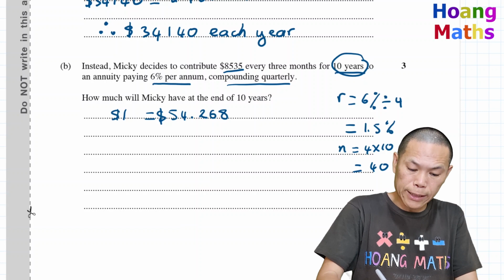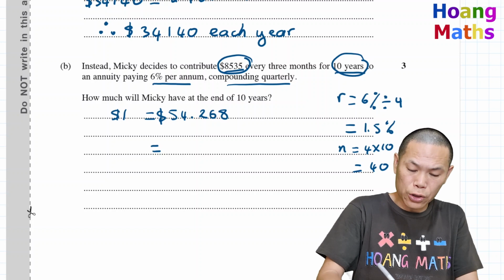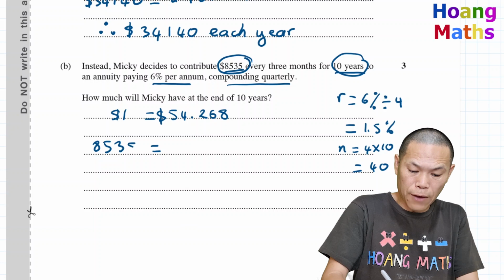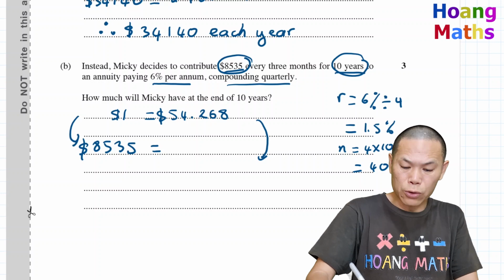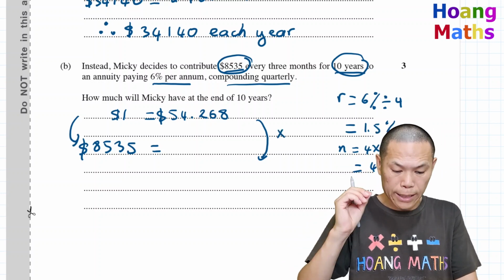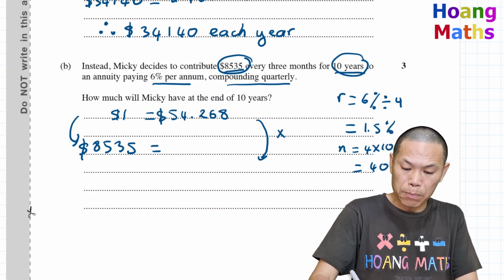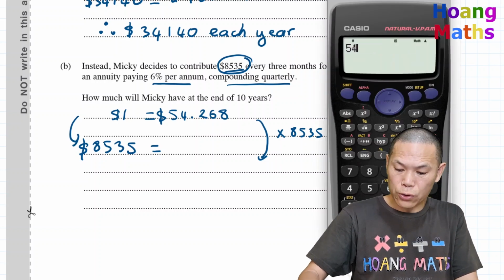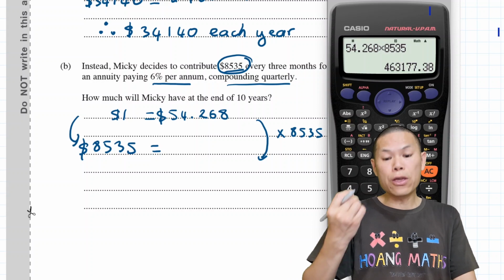To work out for 10 years, we know that his contribution is this much. So the contribution instead of $1 now is $8,535. And we need to go from here to here, and then from here to here we do the same thing, because from 1 to 8,535, on the right hand side we'll do exactly the same. So we times by 8,535. So that will give me 542.68 times by 8,535. So there you go.